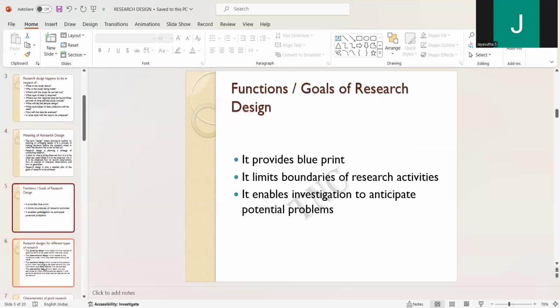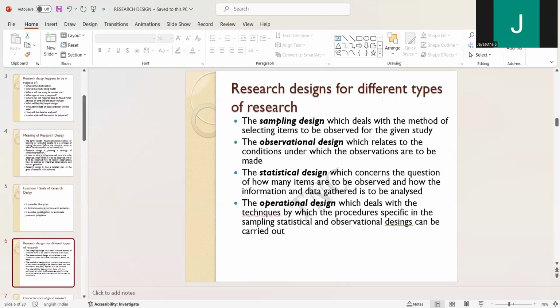The functions and goals of research design. It provides the blueprint and limits the boundaries of research activities. It enables the investigator to anticipate potential problems also. The research design should consider the different types of research. It should be followed by the sampling design, observational design, statistical design, and the last one, the operational design.